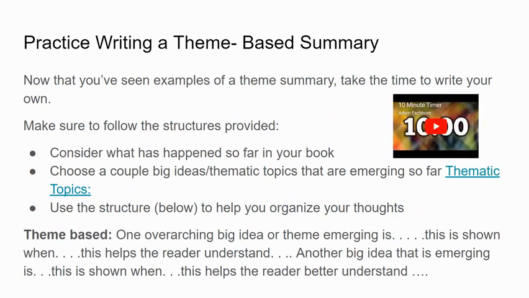I'm going to have you take 10 minutes right now to write a theme-based summary about your book. Make sure to follow the structures that are provided and choose two big ideas or thematic topics from the list that I'm going to hand out to you, and then use the structure to organize your thoughts. The structure is down here right at the bottom. Please do that in your notebook now.